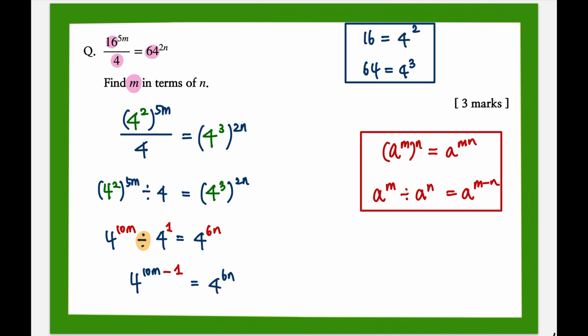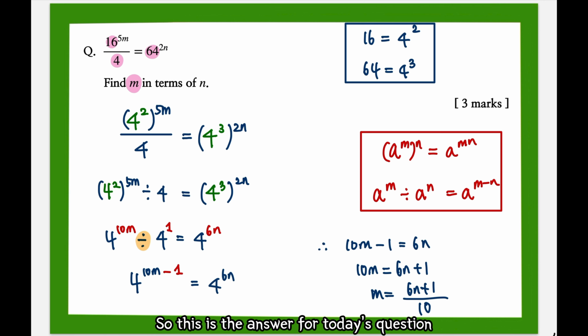So to satisfy the equation, since we just matched the bases, the powers should be equal. So 10m minus 1 is equal to 6n. Then 10m is equal to 6n plus 1. m is equal to 6n plus 1 over 10. So this is the answer for today's question.